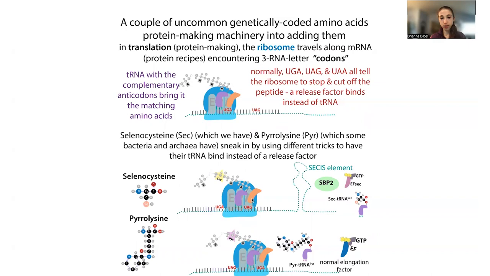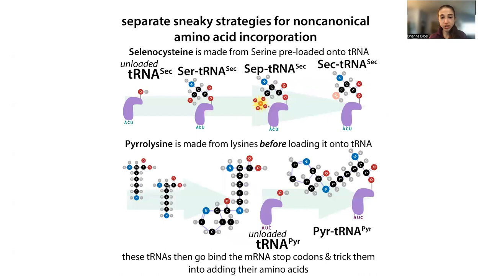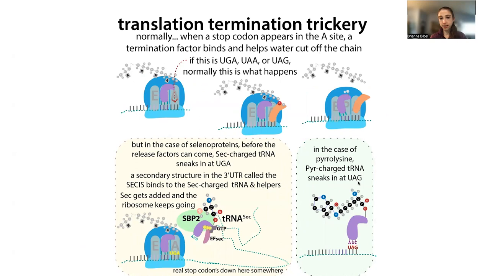And I just want to note that there are basically two of these weird, uncommon amino acids that I'll talk about, the uncommon genetically encoded ones. Selenocysteine, we have this one. There's also one called pyrrolysine that some bacteria and archaea have. They use a different strategy. What they actually do is they make the pyrrolysine before they load it onto the tRNA. We'll look at this in another post. But basically, it gets modified and then put on the tRNA, and then it gets incorporated at a UAG. In selenocysteine, it gets modified after it's added to the tRNA, but before it gets added to the protein.